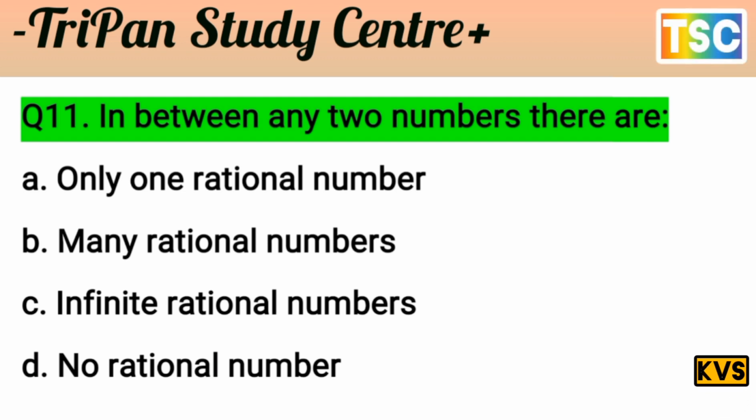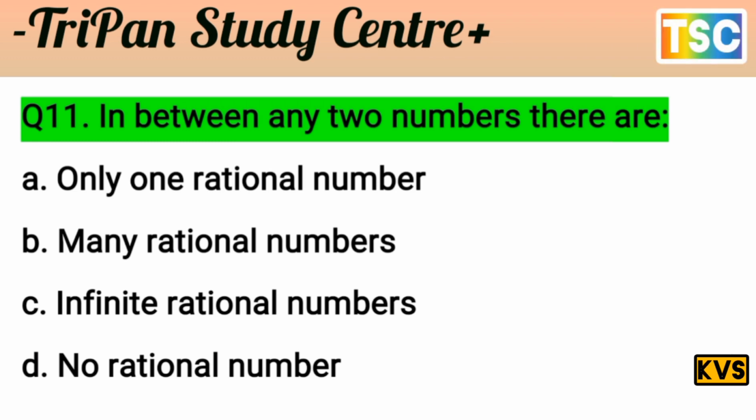The answer is infinite rational numbers, which means C. C is correct. Only one rational number is not applicable. B, many rational numbers, is not applicable, and D, no rational number, is not applicable. The answer is C here: infinite rational numbers. That's important. C option is correct here.